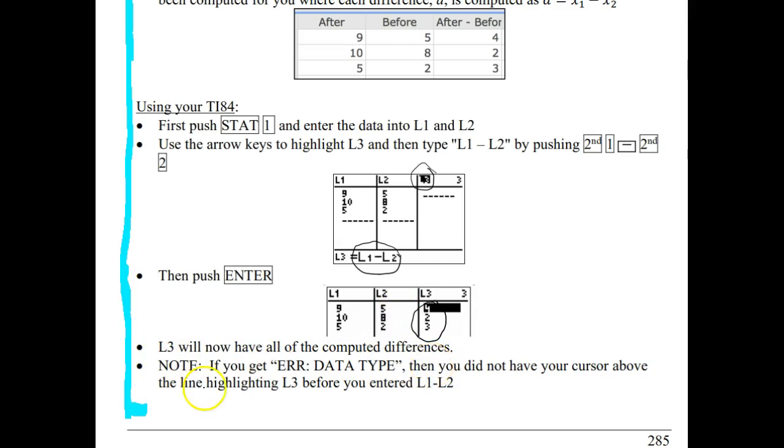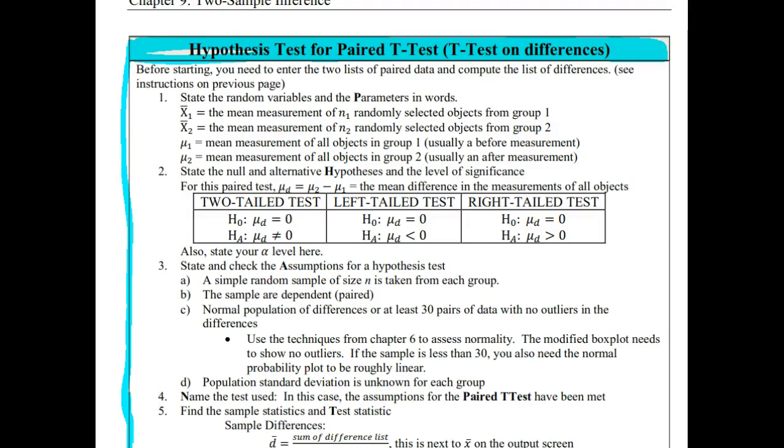Now the most common error that happens with students when they're using this on their calculator is they will get this error, data type, and that just means that you did not have your cursor all the way above this line, so highlighting L3, before you typed L1 minus L2. Okay, so your cursor needs to be all the way above the line here. It can't be sitting in this first position in the list or you'll get this error message. Alright, so these next two pages again are just reference pages to come back to.